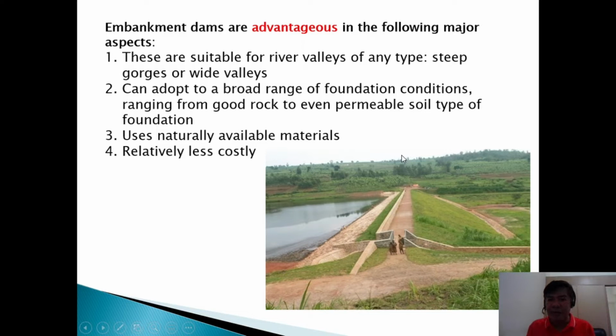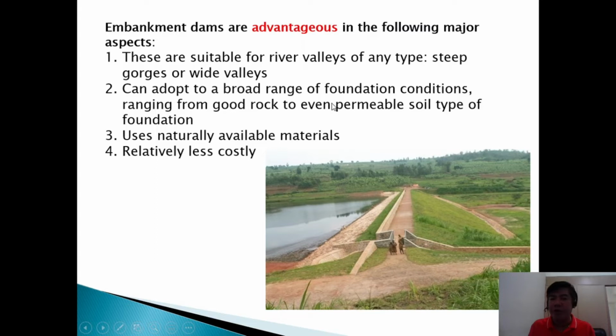So embankment dams actually have a lot of advantages. Of course, we cannot deny the fact that they also have disadvantages. That's the reason why we have to design them, because of those disadvantages. So here are the major advantages of an embankment dam. These are suitable for river valleys of any type. It can be constructed at any river valley, whether it is a steep or a wide valley.